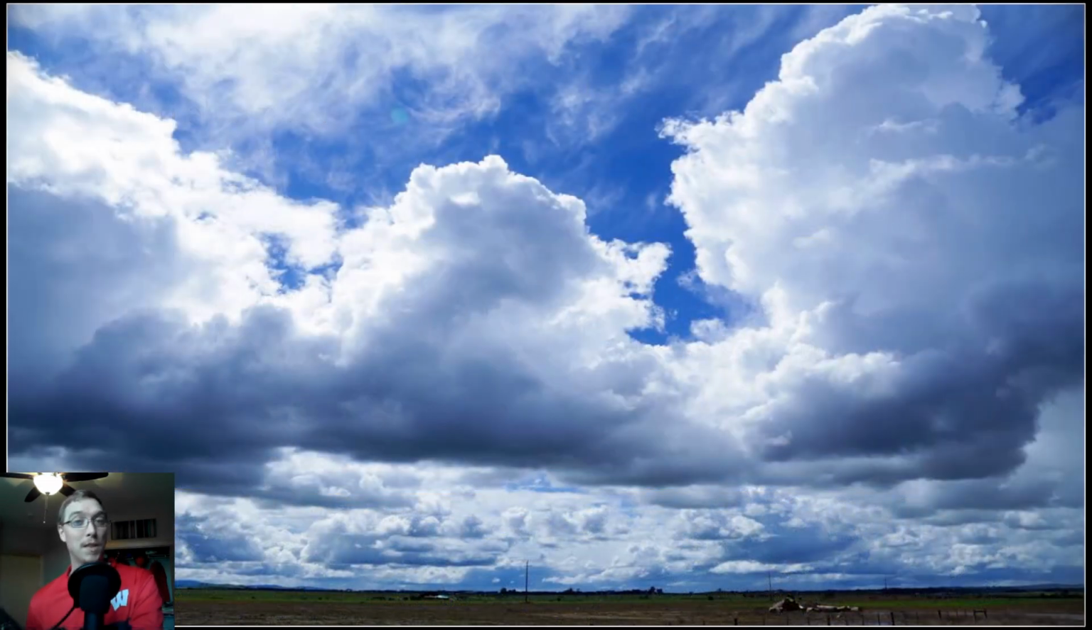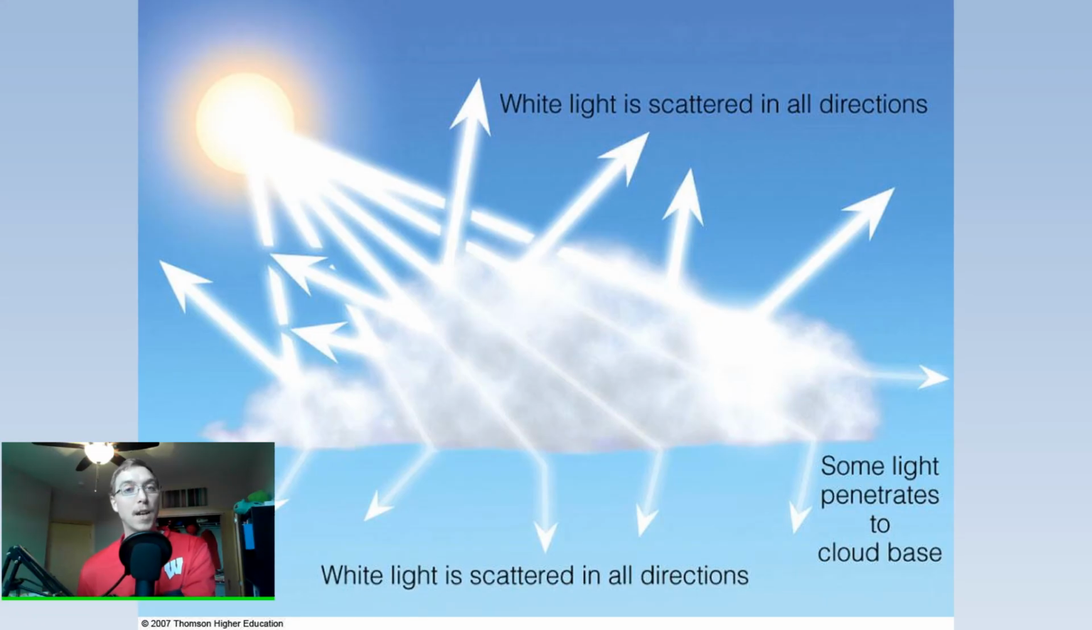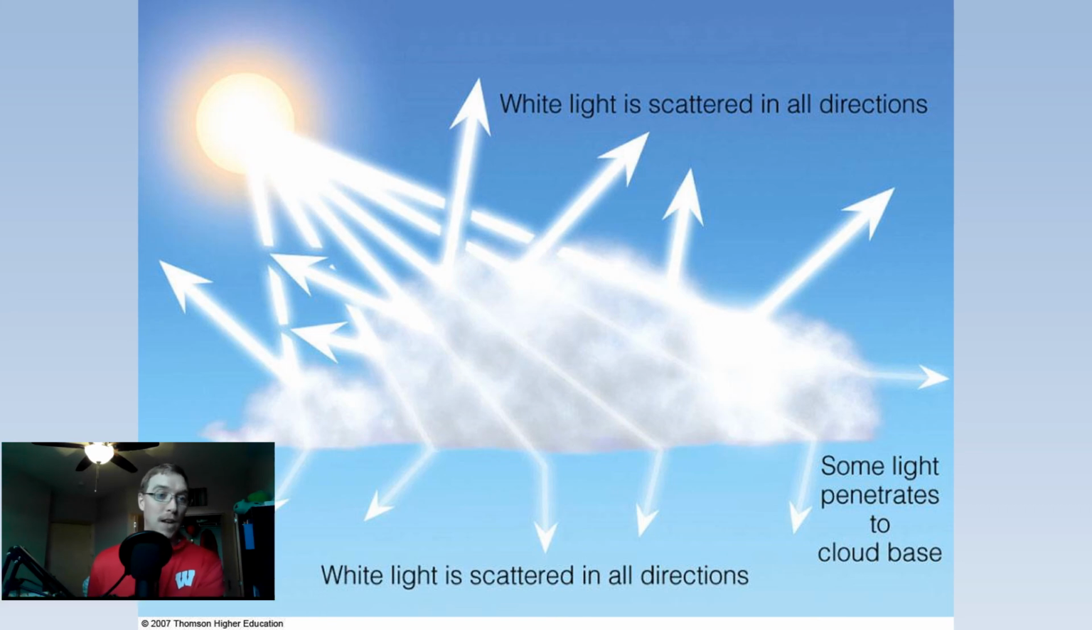We can see these beautiful white billowy clouds here. That is what our eyes see because of the non-selective scattering that is occurring within those water droplets and ice crystals. And you can kind of see a diagram of it here. White light is scattered in all directions. Some penetrates to the cloud base, but it is just kind of scattered all about throughout the cloud and in all directions.